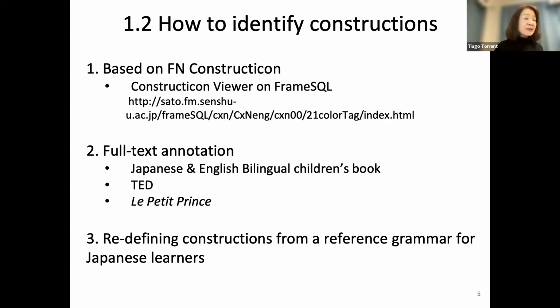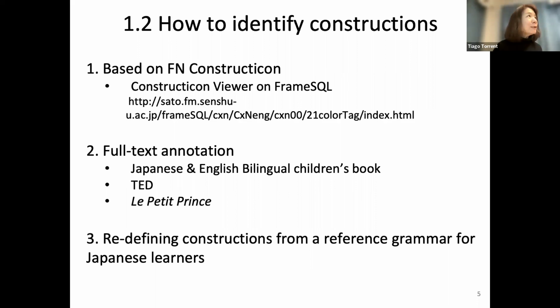Then, as a part of the Global FrameNet project, we annotated the Japanese version of a TED Talk using FrameNet Brazil's tool. Later, we also tried a Japanese translation of the novel The Little Prince, using the German Constructicon tool. We also have been working on redefining Japanese constructions from a reference grammar for Japanese learners. It's really good because there are lots of constructions at different levels.